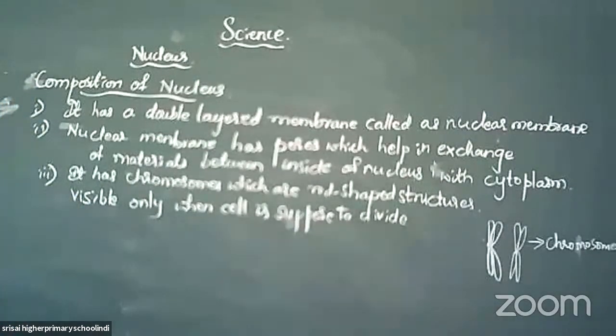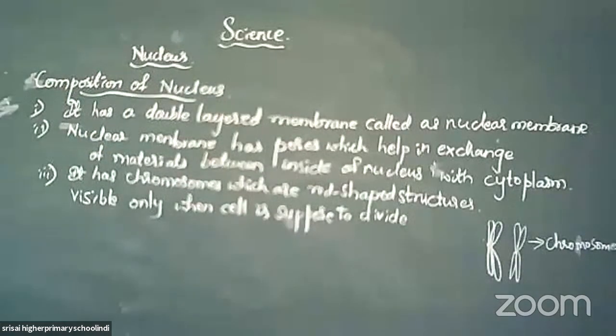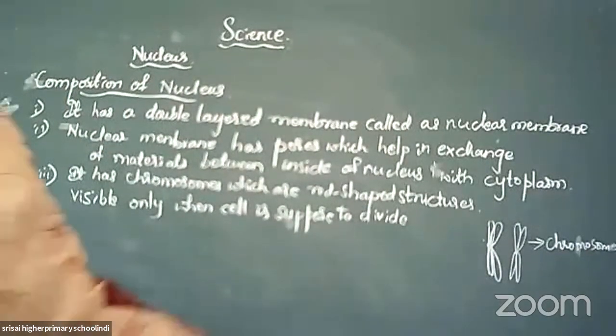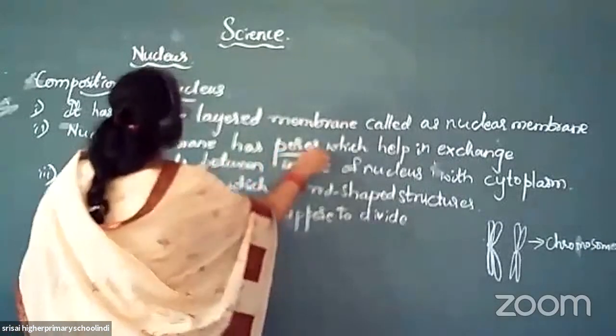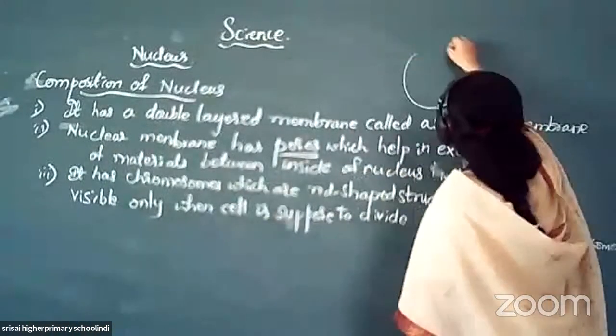So one by one, who will say the composition of the nucleus? What is the first thing that you are going to see in the nucleus? It has a double layer membrane called the nuclear membrane. Very good. What is there in the nuclear membrane further? Pores are there in the nuclear membrane. See, the nuclear membrane will be like this.